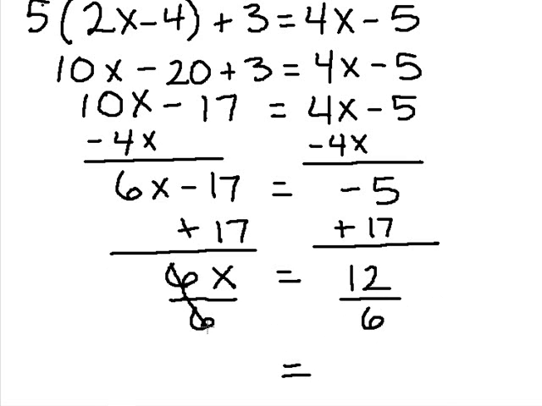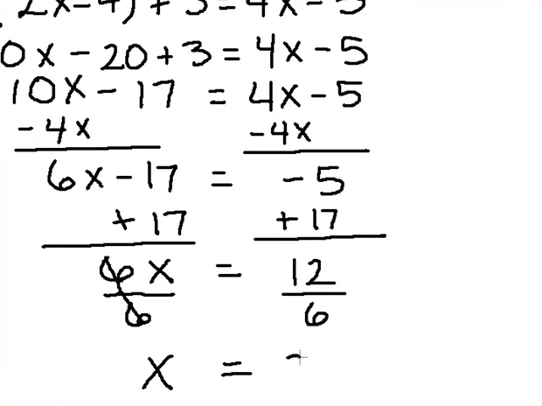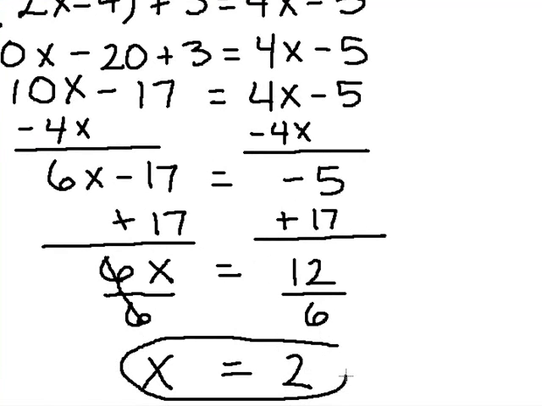Sometimes we can show this by drawing a line through the 6 in the numerator and the 6 in the denominator. Sometimes we call this canceling. 6/6 is 1. 1x is the same as x. 12 divided by 6, or 12/6, equals 2. X equals 2. We have a solution.